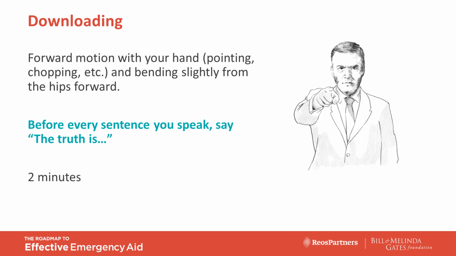What we'd like you to do is assume the physical gesture of a forward motion with your hand, like you're pointing or cutting your hand through the air. And we'd also ask you to bend slightly from the hips forward. As you have the conversation over the topic you've chosen, begin every sentence you speak with, "The truth is," and really embody that physical gesture of the pointing and the bending forward. Begin the conversation with your partner now, and in 2 minutes we'll stop and try the next one.